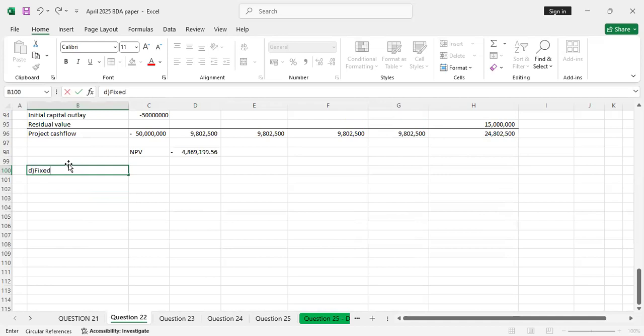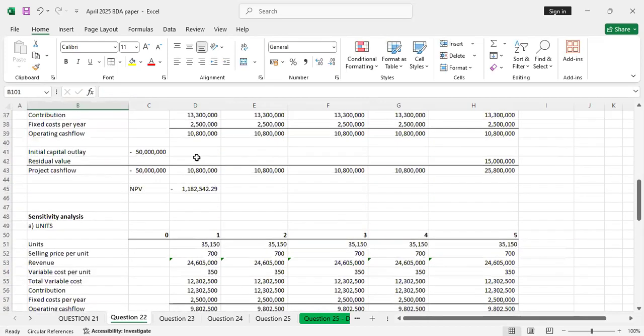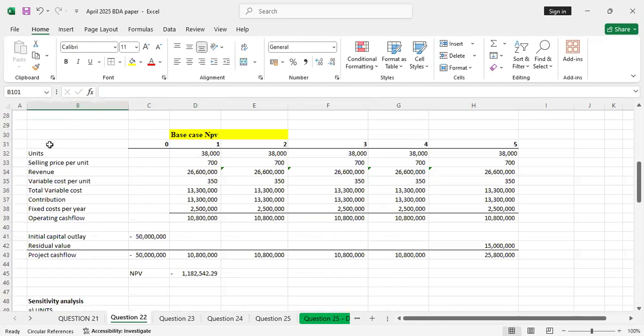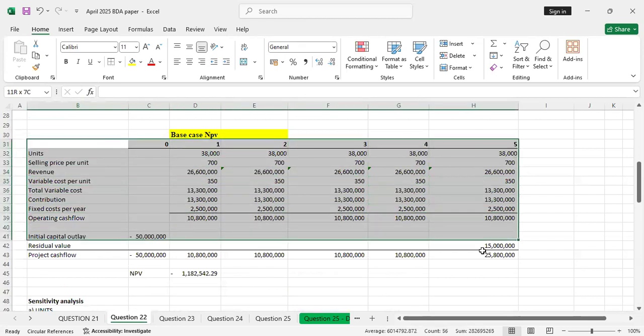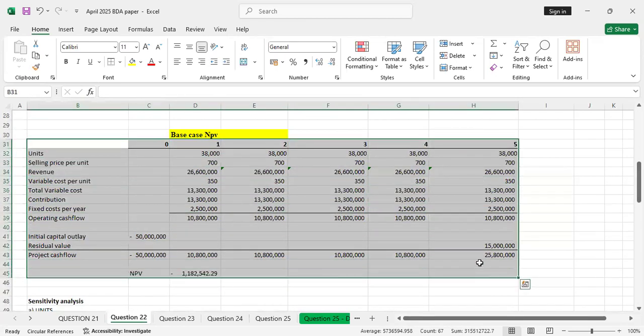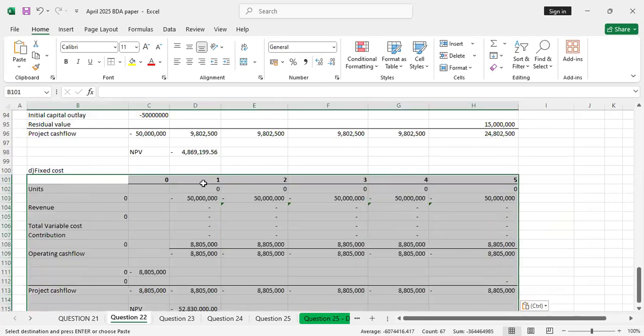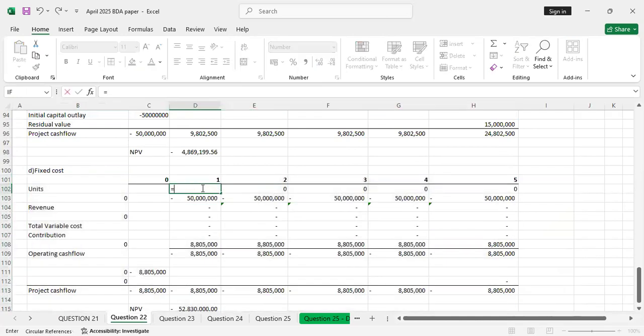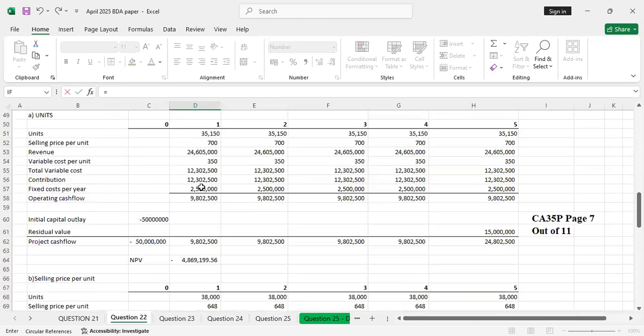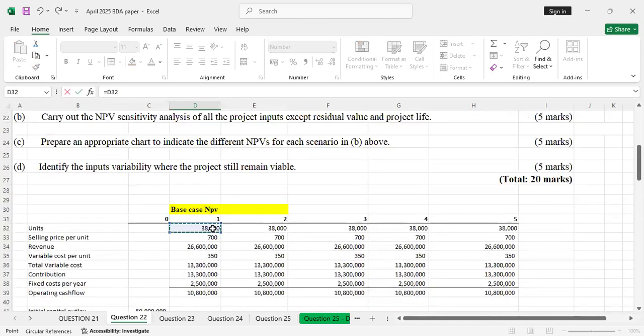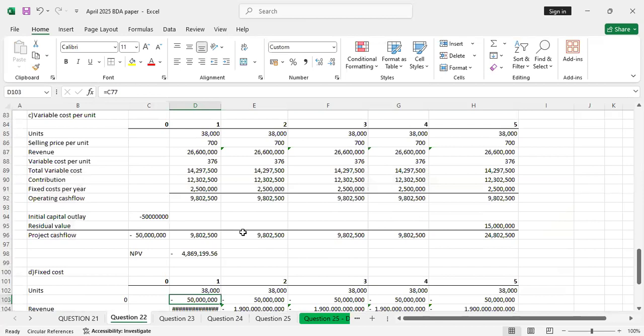So we do the same. We'll copy and paste the original data. So the original data is this. Control C. Control V. So the units there. I just copy the original data.